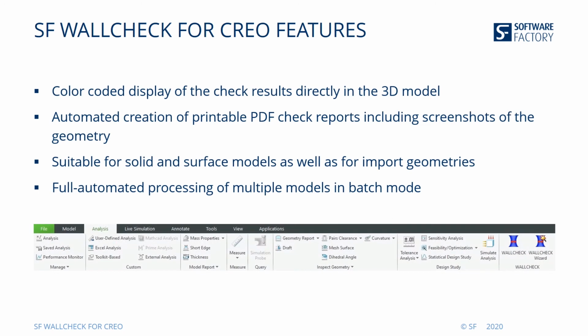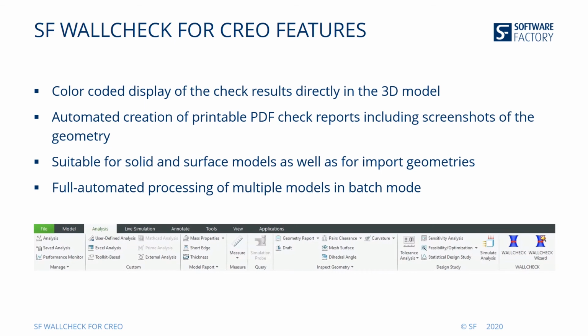For a seamless user experience, SF WALLCHECK is fully integrated in the Analysis section of the Creo user interface. When conducting a check, the add-on will display the check results as a color code right in the 3D model. In addition, a printable check report can be exported in a PDF file, which also includes screenshots of the check results. SF WALLCHECK is suitable for solid and surface models, as well as for import geometries.